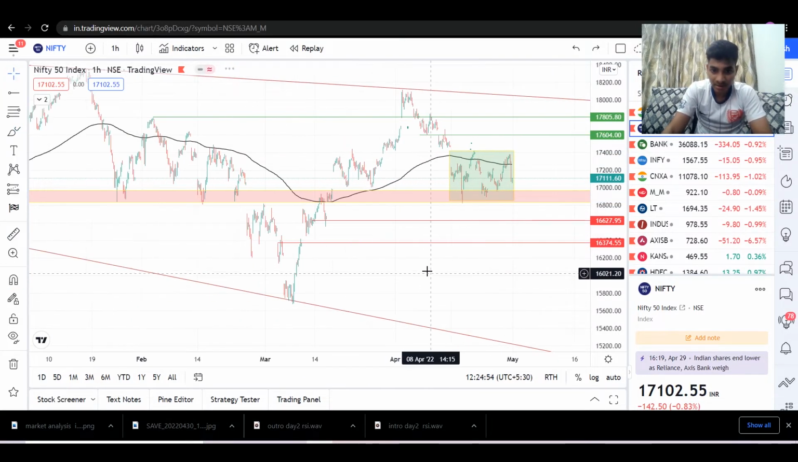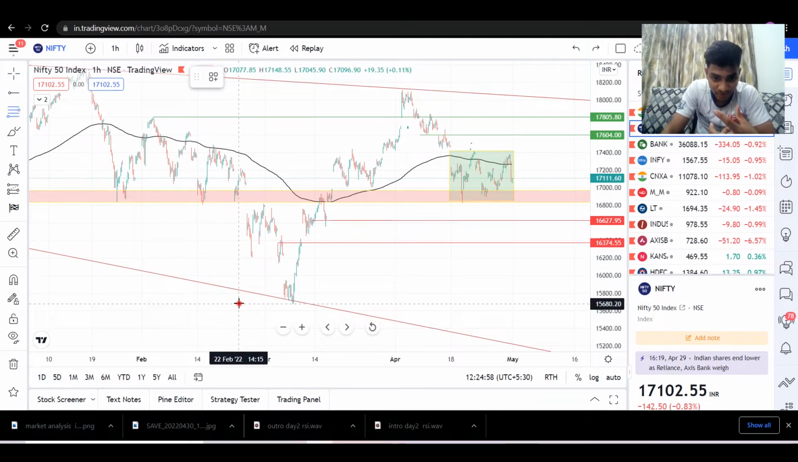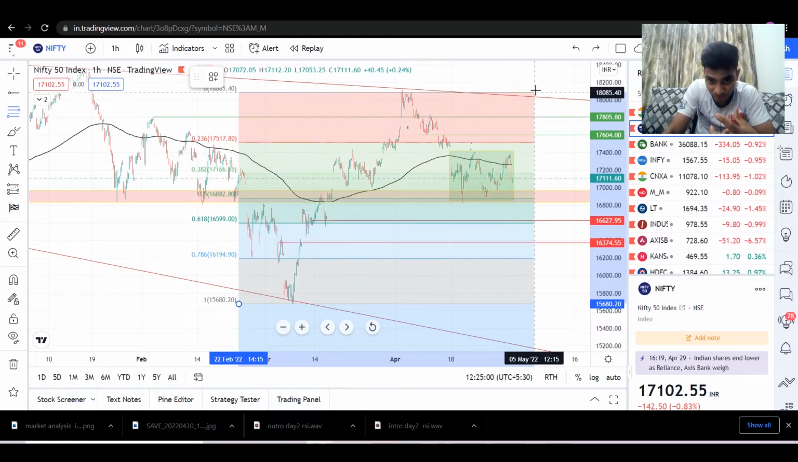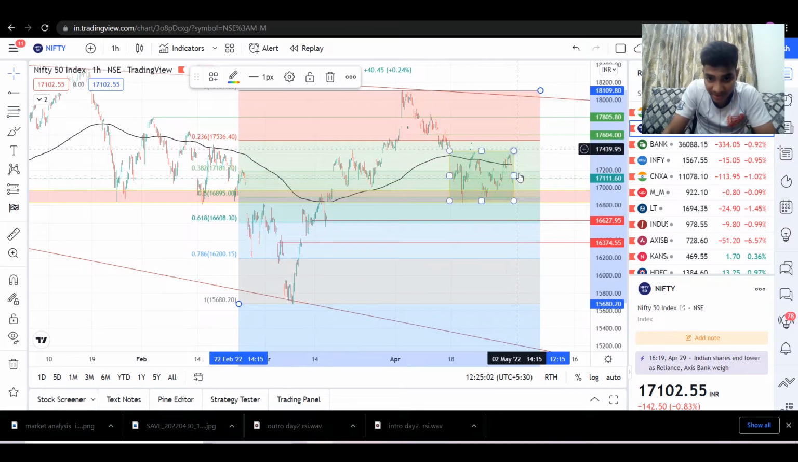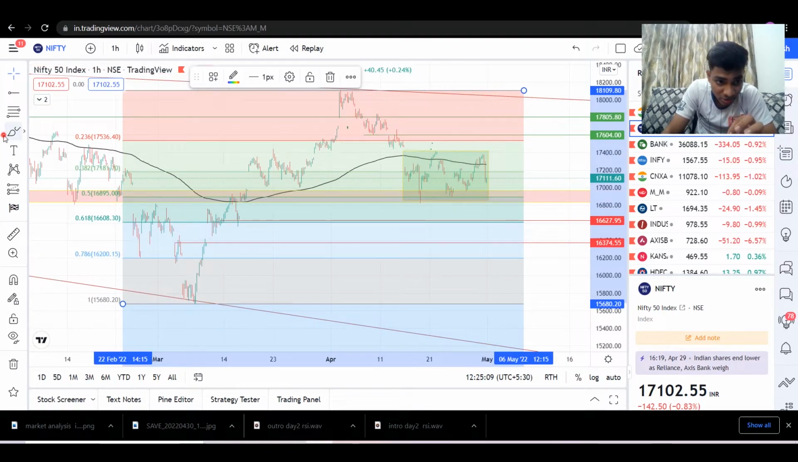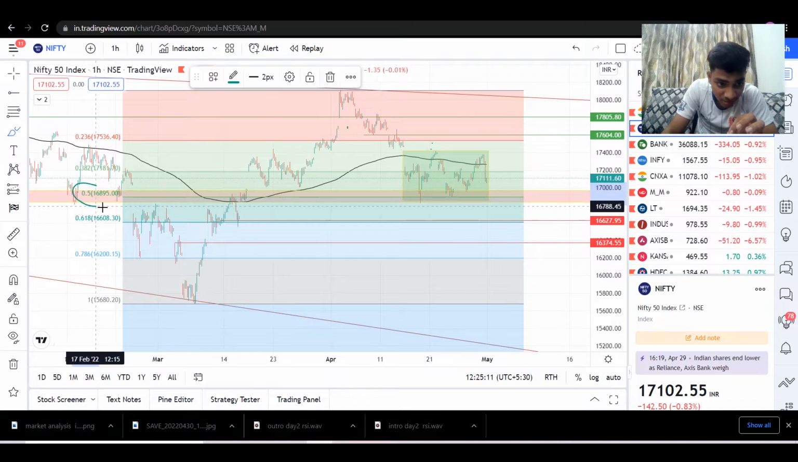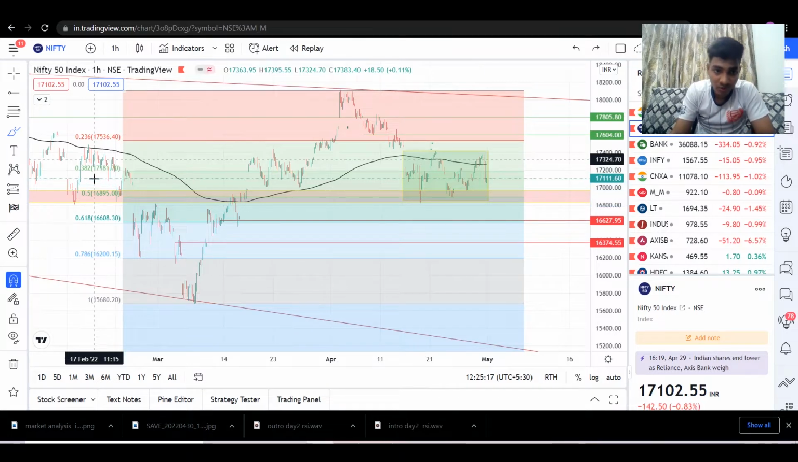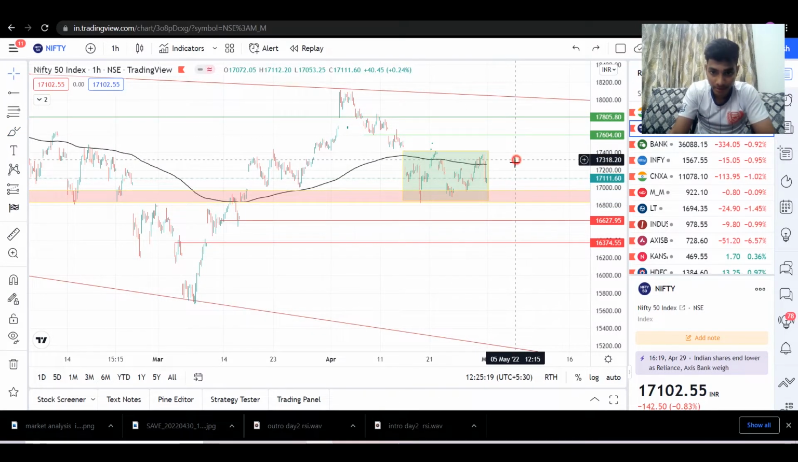Before going to the levels, if I draw the Fibonacci retracement from the previous impulsive move to the high, you can see that Nifty has taken support near 16,891, which also happens to be the golden ratio of the Fibonacci. The 0.5 level is considered one of the strong supports as per the Fibonacci golden ratio. Now what to do next on Monday, that is tomorrow?